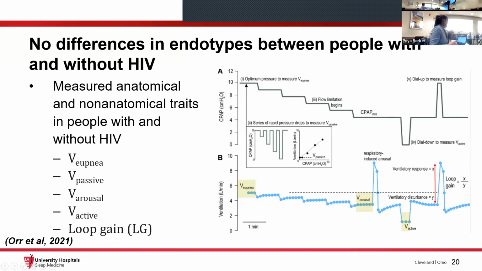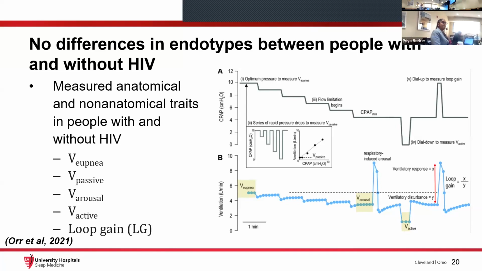So look at that, you go down there, and that goes with that little insert there, and you have a peak flow at every given pressure. Then you draw a line through, and you get that peak flow. Then you notice that when they first drop it, there's a little lower ventilation that comes up. That's your response to obstruction.